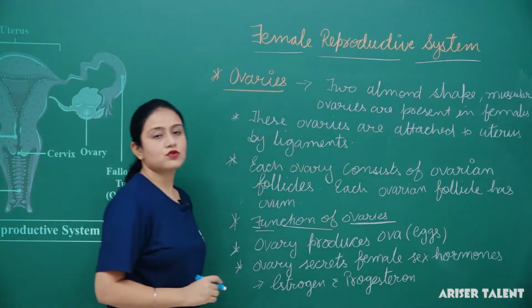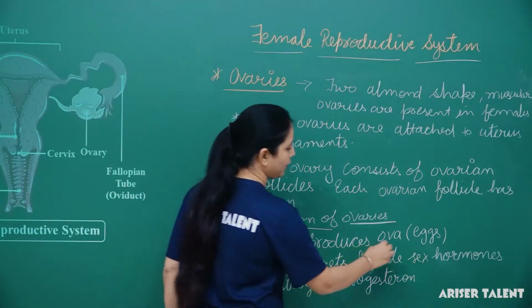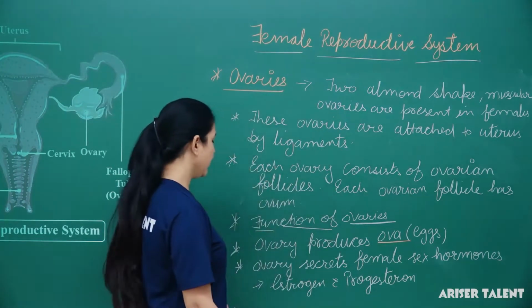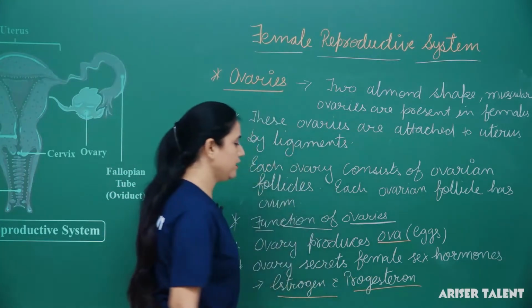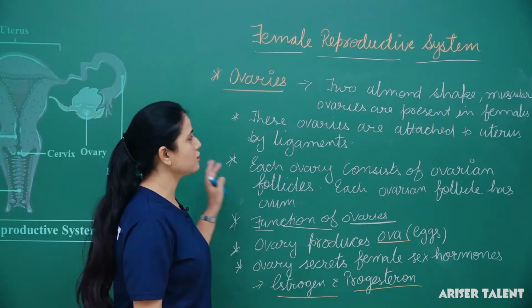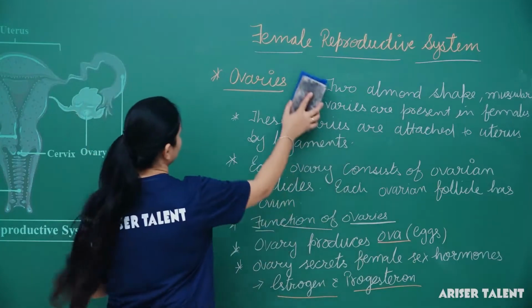So these are the functions of the ovary. They produce ova, means eggs, as well as they secrete female sex hormones, known as estrogen and progesterone. So this is all about the ovary. Next we will talk about the fallopian tube.